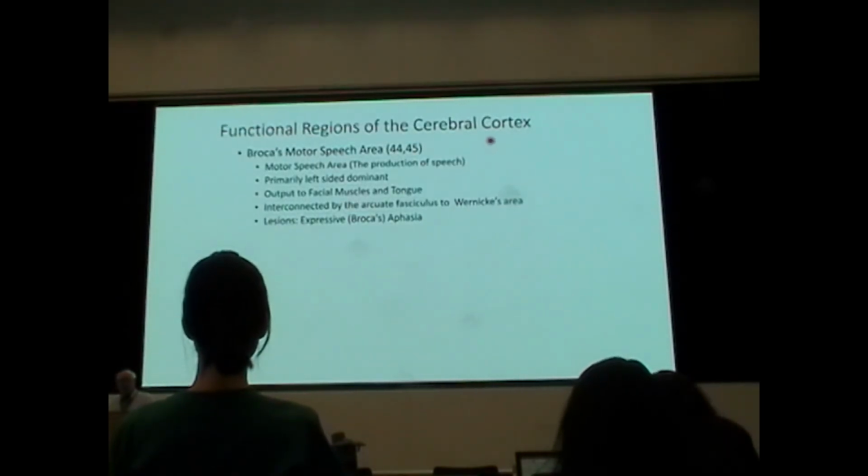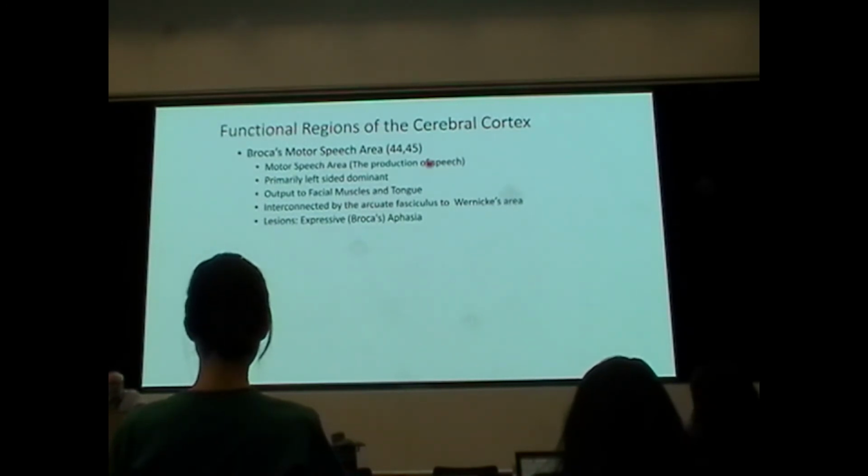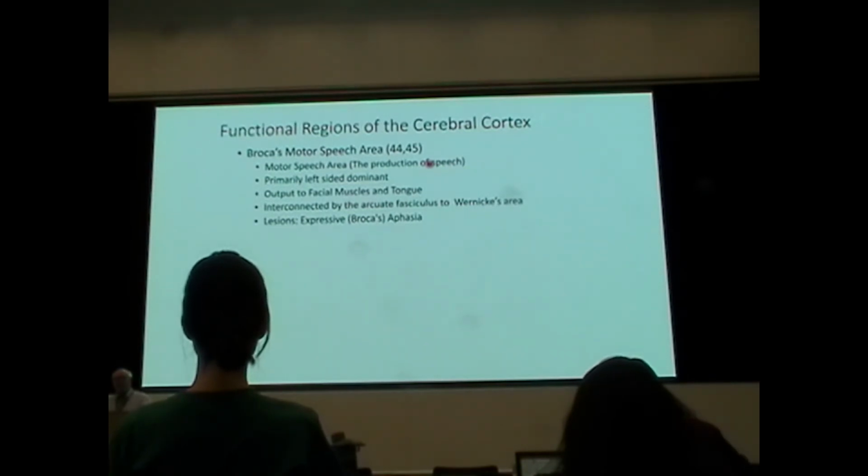Okay, Broca's motor speech area is Broca's area 44 and 45. Motor speech area, production of speech, making sounds, making language, being able to say language, say words, say sentences. Okay, it is primarily a left-sided dominant phenomenon. Most of the Broca's areas on the left have more of a significant output to areas like your tongue, your lips, your cheeks on the opposite side. Okay? They're interconnected to an area called the Wernicke's area on the superior temporal gyrus. We'll talk about this in a little bit. This is Broca's area 22.